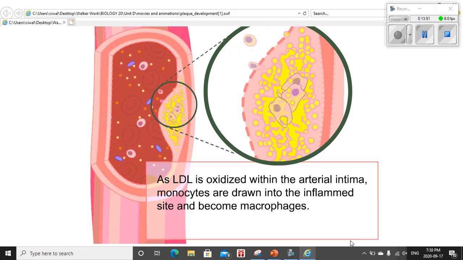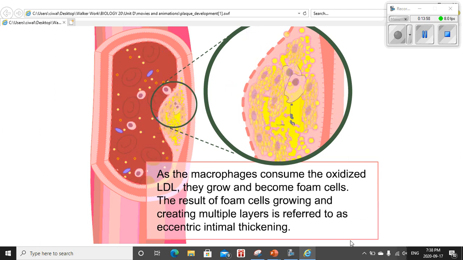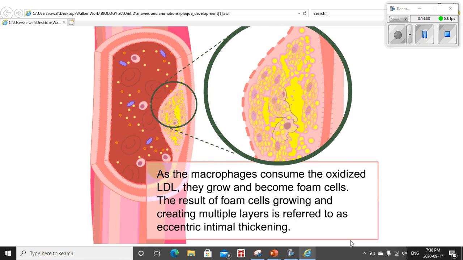It's not sticking to the inside of blood vessels. It's actually getting between the layers. It's getting underneath what is called the endothelial layer. And then the white blood cells, they try and get in there and clean things up. But eventually they're kind of overwhelmed.